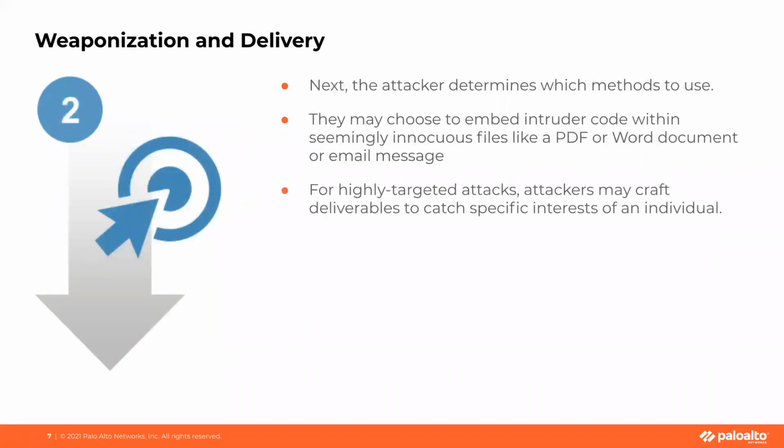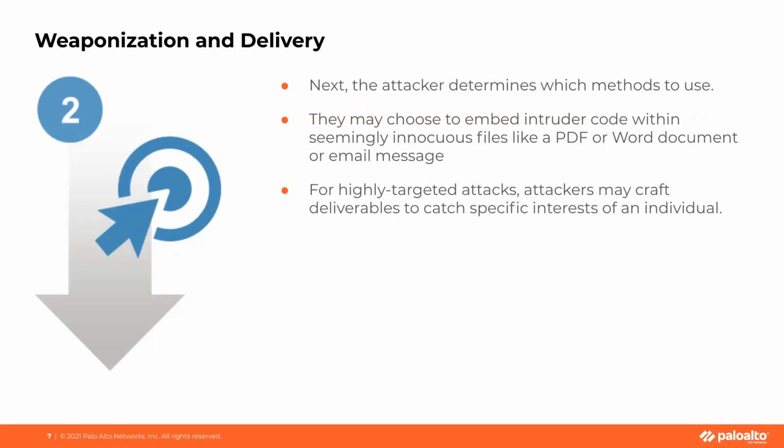Right, so when the attacker selects their target, they will determine which methods they want to use. There's many different methods, and the attackers will obviously try to use one they think has the highest chances of success. It could be just a PDF or a Word document, or something that looks like a PDF or a Word document inside of an email message.